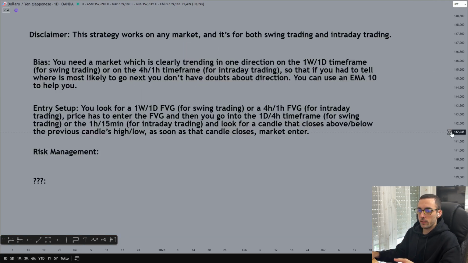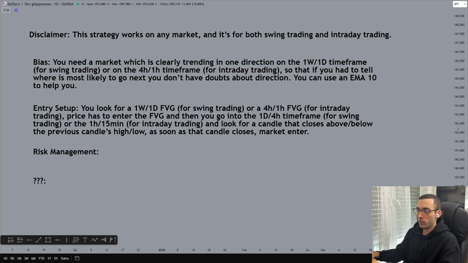Once you have the bias, you need to enter the trade. So you will look for a weekly or a daily fair value gap if you are swing trading, or for a 4-hour or 1-hour fair value gap for intraday trading. Price has to enter the fair value gap, and then you can go into the daily or 4-hour time frame for swing trading, or the hourly or 15-minute time frame for intraday trading.